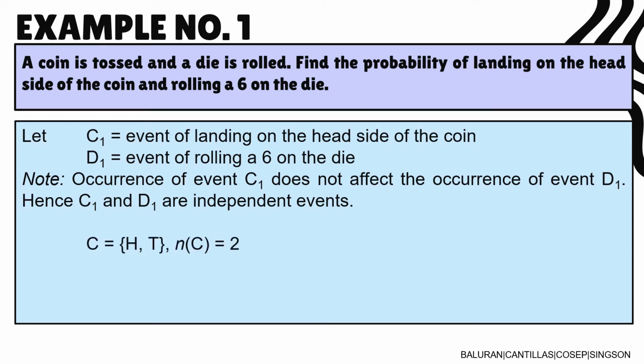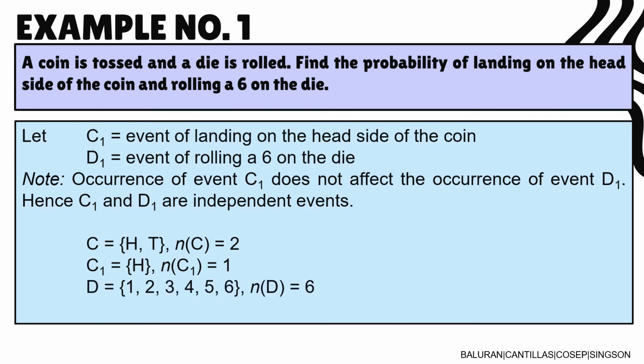So let us now indicate the possible outcomes in tossing a coin. So we have head and tail, or H and T. And let us now identify its cardinality, or the number of outcomes in tossing a coin. So we have N of C is equal to 2, since there are two possible outcomes, H and T. Then, for the event C sub 1, since we only have to choose the head side of the coin, we only have one outcome, which is H. Therefore, its cardinality is only equal to 1.